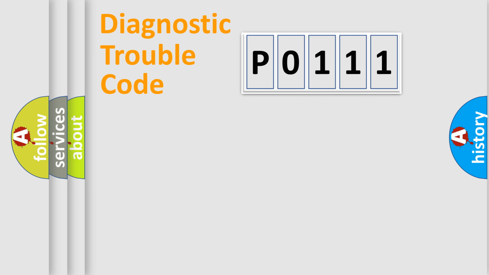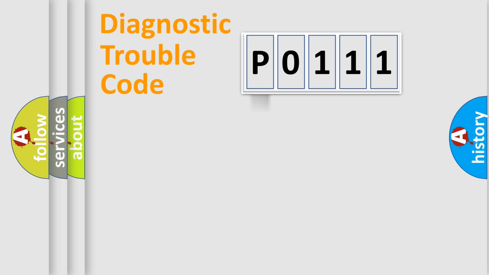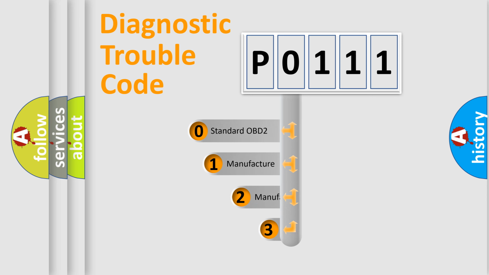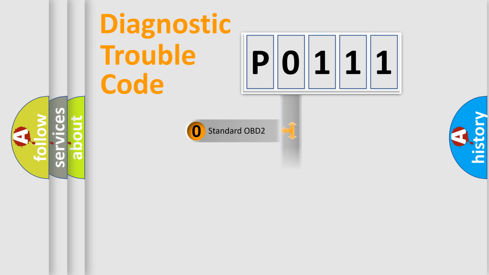Let's do this. First, let's look at the history of diagnostic fault code composition according to the OBD2 protocol, which is unified for all automakers since 2000. We divide the electric system of an automobile into four basic units: powertrain, body, chassis, network. This distribution is defined in the first character of the code. If the second character is expressed as 0, it is a standardized error. In the case of numbers 1, 2, 3, it is a manufacturer-specific error.